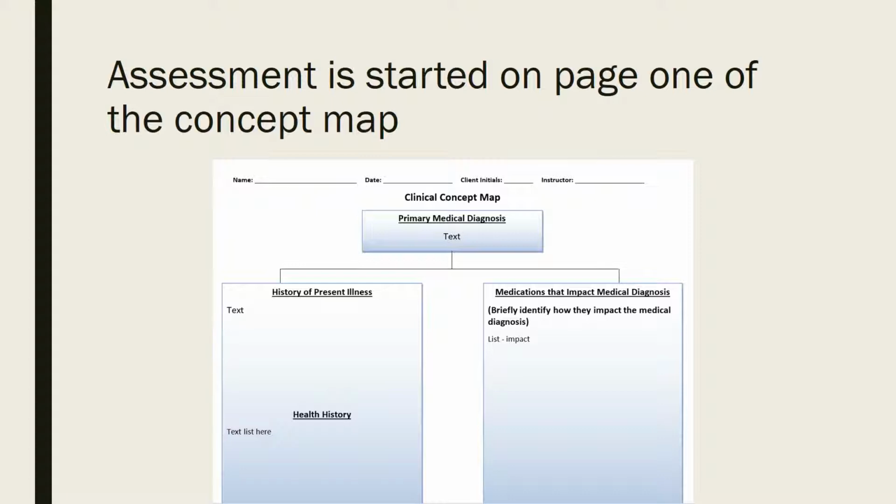So the health history, you're going to look at their chronic illnesses, any kind of problems they have, if they've had a history of a stroke or something like that, any kind of surgeries that they've had that could make an impact on this medical diagnosis.